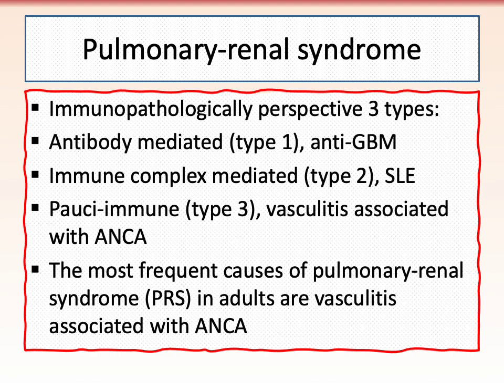Immunopathologically, there are 3 distinct types. Type 1 is antibody mediated. The prototype is anti-GBM disease. Type 2 is immune complex mediated. The prototype is SLE. And type 3, which is post-immune, and the prototype is ANCA-associated vasculitis. The most frequent causes of pulmonary renal syndrome in adults are vasculitis associated with ANCA antibodies.